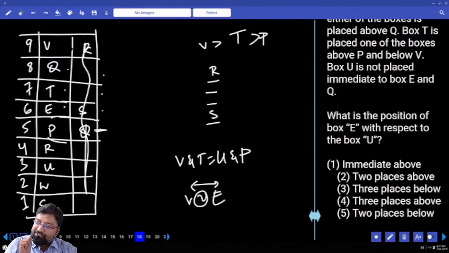What is the position of E with respect to box U? Position of E with respect to box U.